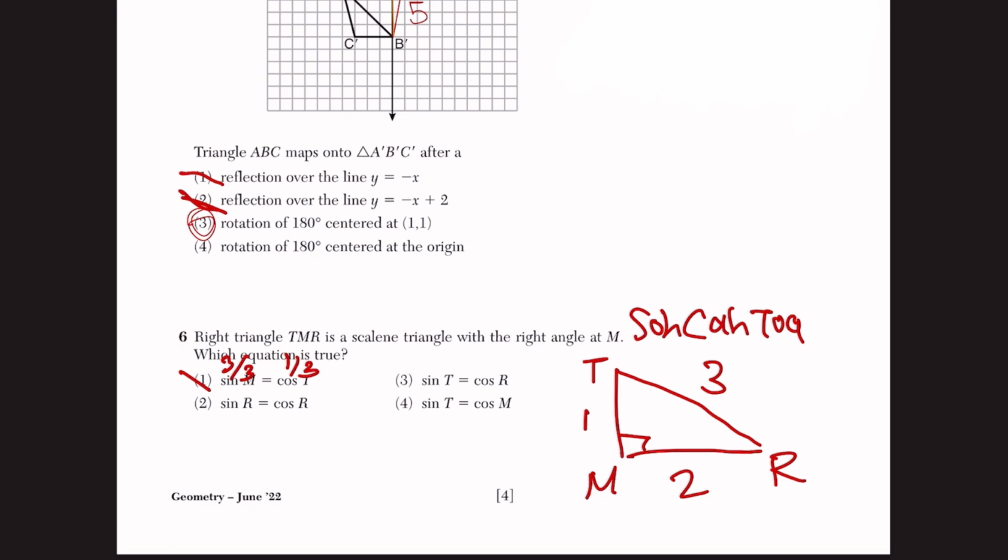Number 2, sine R equals cosine R. That automatically wouldn't be true because R is the same angle measure, and since it's a scaling triangle, all the sides are different, so it's not possible. Number 3, sine T is 2 over 3, and cosine R is also 2 over 3. So the answer choice is number 3.